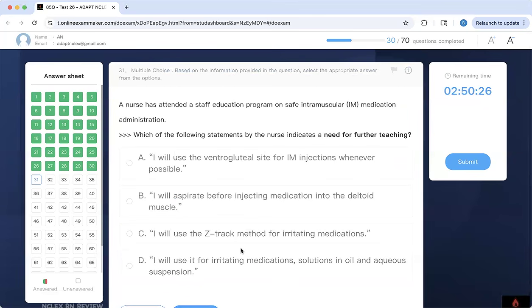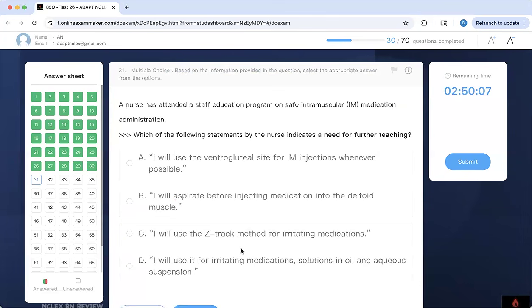A nurse attended a staff education program on safe intramuscular medication administration, safe medication administration. This is pharmacology. Which of the following statements by the nurse indicate a need for further teaching? This is the fundamental aspect of pharmacology that students make this question. In my Q bank, I can see that.